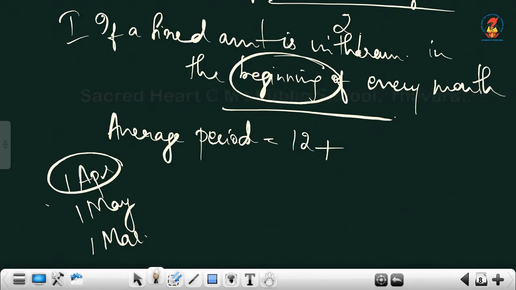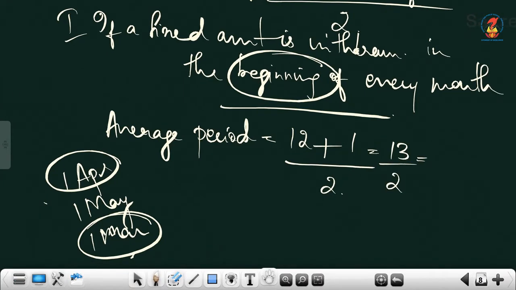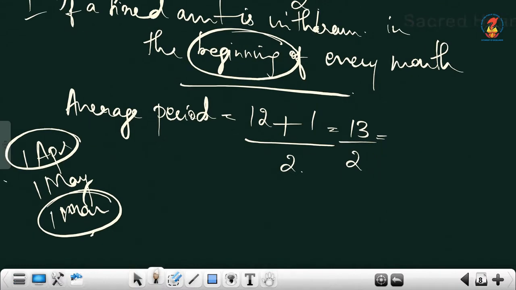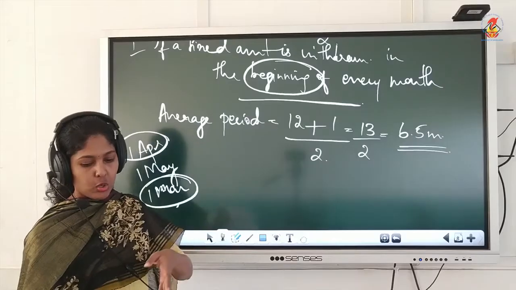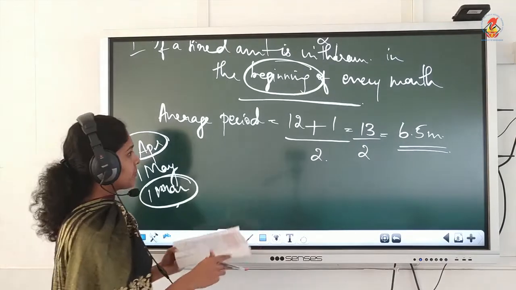Then the time will be 1 month, the number of months after the last drawings. After this, the number of months is only 1 month. Since it is 1st March, you can count only this March. So 12 plus 1 divided by 2, that is 13 divided by 2, which is equal to 6.5 months. Okay, so that is the situation if you withdraw in the beginning of every month.